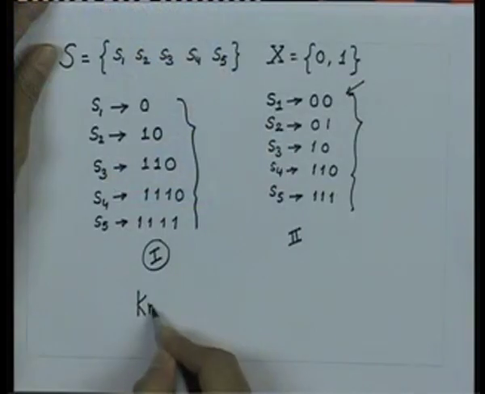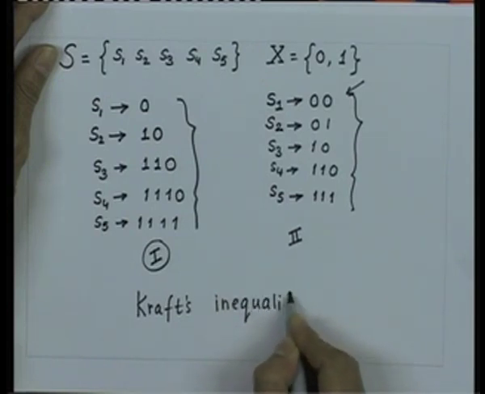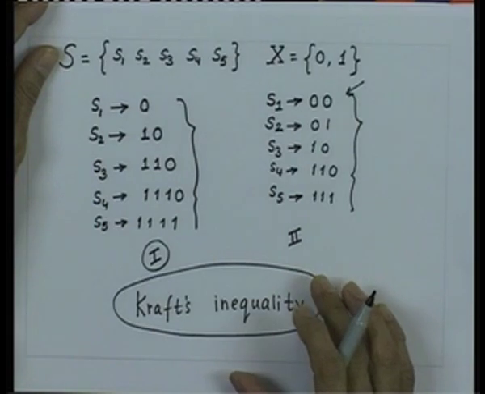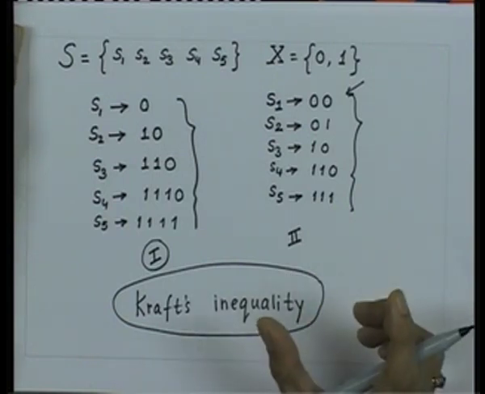Now what we have seen so far is qualitatively we have looked at the constraints on the code word lengths of an instantaneous code. Now the same constraints can be put in a quantitative fashion, and that is being done by what is known as Kraft's inequality. Kraft's inequality gives us a quantitative constraint on the word lengths of the code words which we can use for an instantaneous code. So, let us look at the Kraft's inequality.